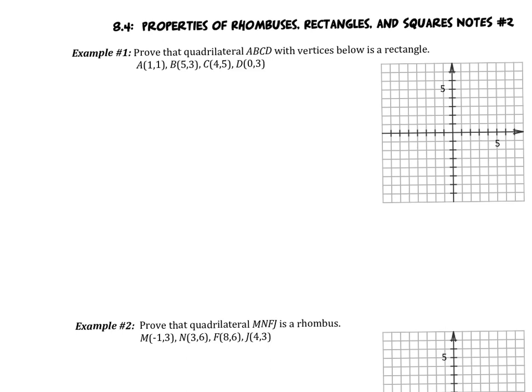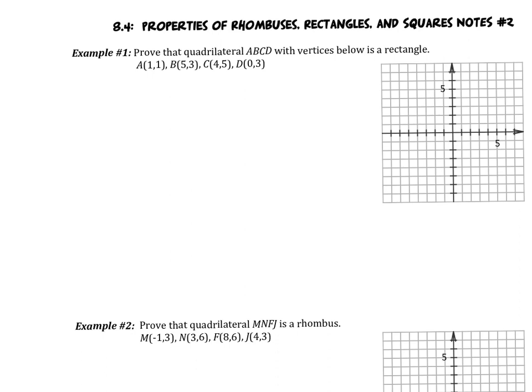Welcome to video 8.4 about properties of rhombuses, rectangles, and squares. This is part 2. And here we're going to really work on the coordinate proofs of how you can prove a rectangle, a rhombus, or a square. Please take out your quadrilateral tree. This will be extremely helpful as we take these notes.